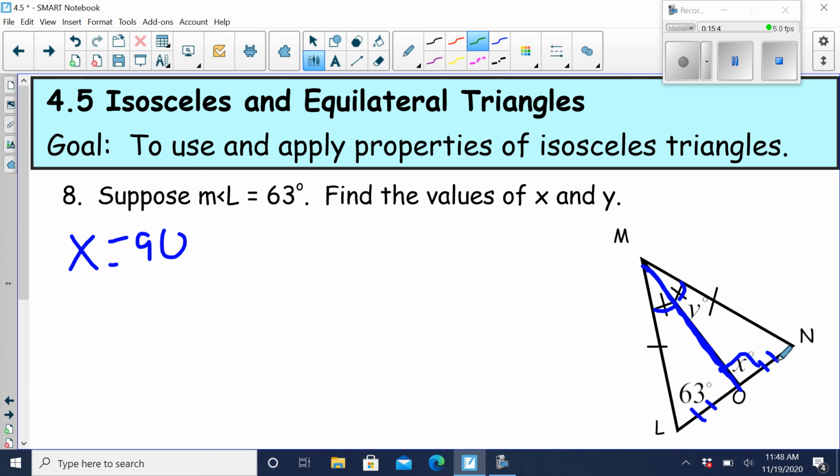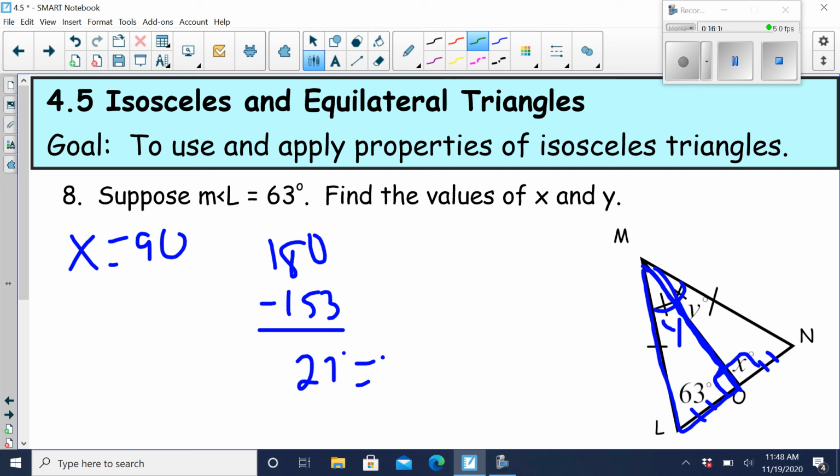The last thing I need to do is figure out, well, what's my measure for y? I could fill in 90 right here on my other triangle. I know that this top angle is y. I could put y here. So now if I just work with this triangle, I have two angles of my triangle. The sum of the triangle is 180. I need to subtract. If I take 90 plus 63, I get 153. And if I subtract there, I end up with 27 degrees. So my y is equal to 27 degrees.